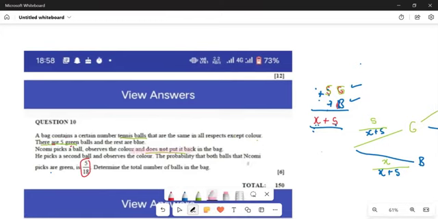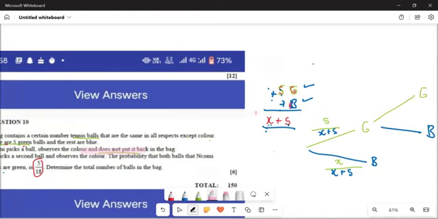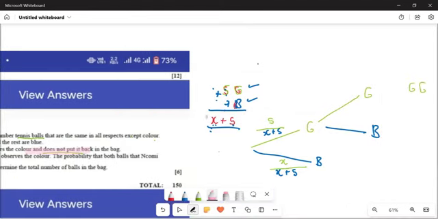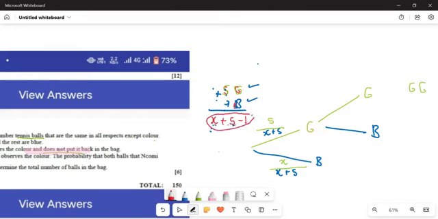If you are not replacing, then the sample space is going to be reduced. You are going to subtract 1 from the sample space. We had X plus 5, and then we're going to remove 1 ball. So we're going to say X plus 5 minus 1 because we're removing 1 ball. So when we go to the second choice, the sample space is going to change. In our sample space, we're going to have X plus 4.